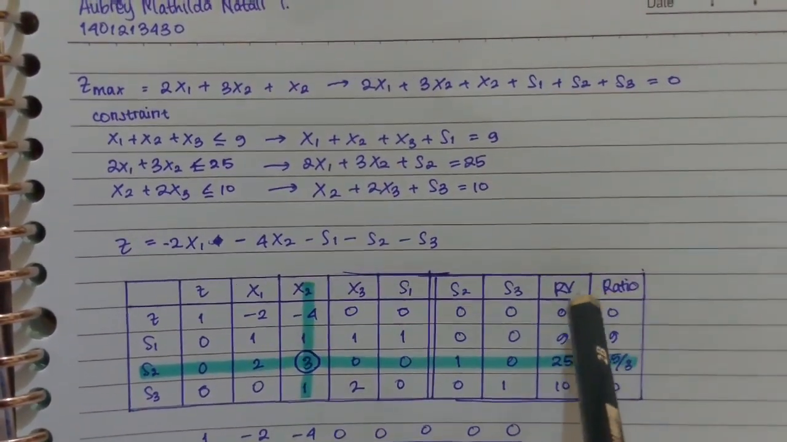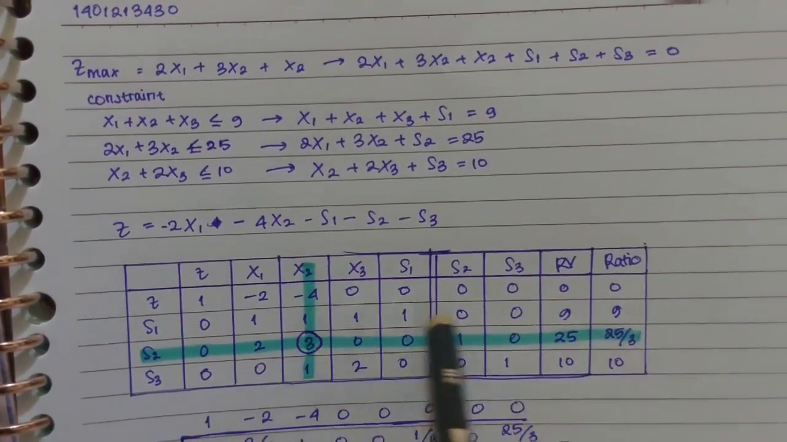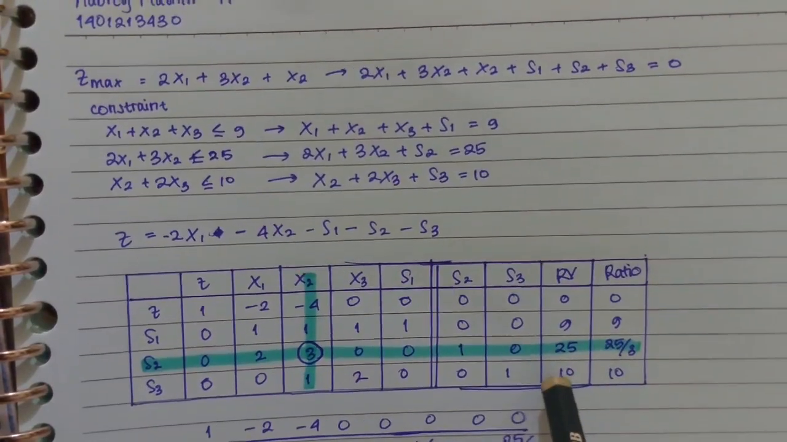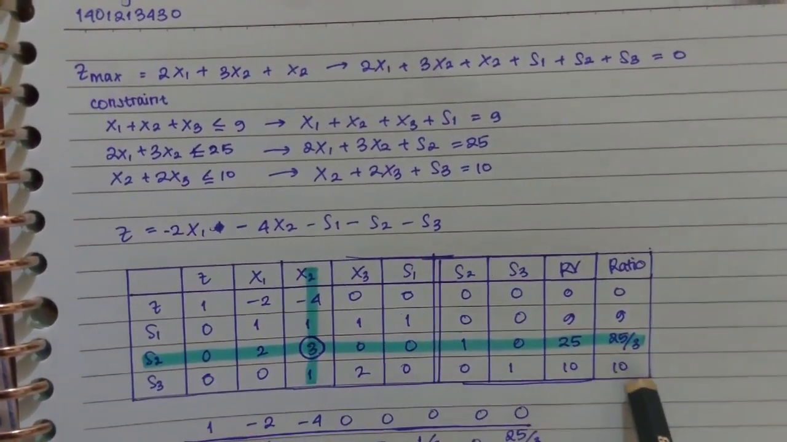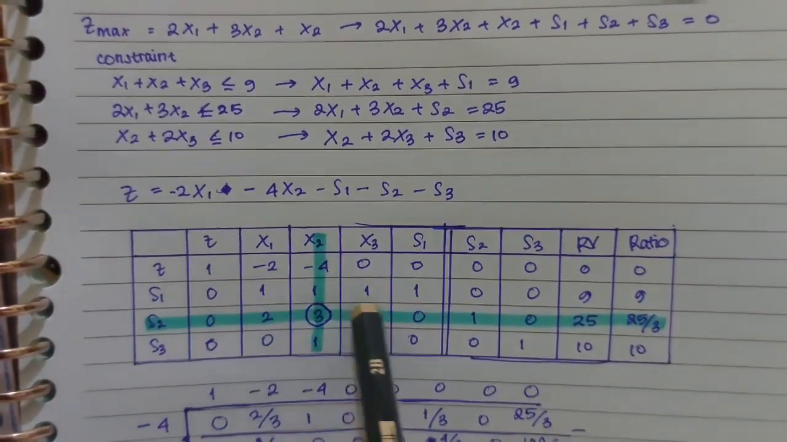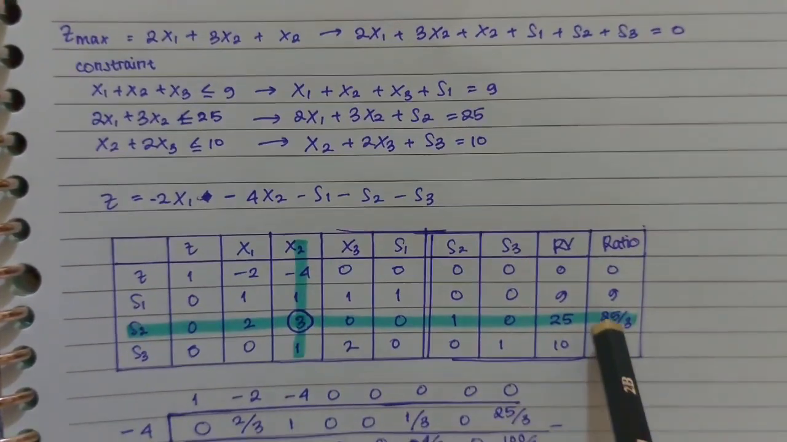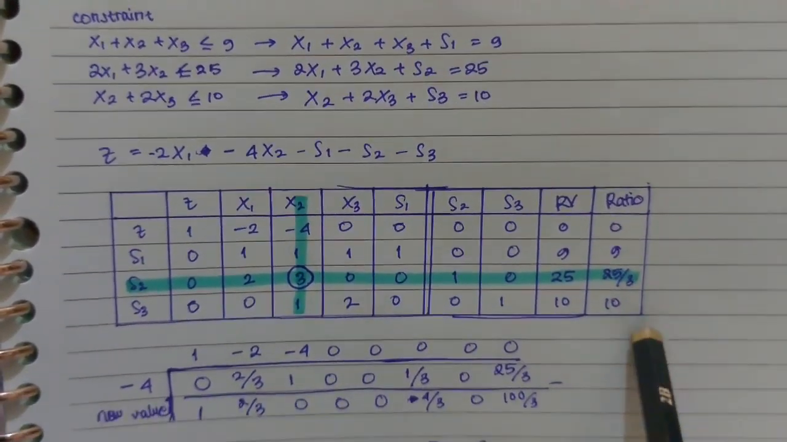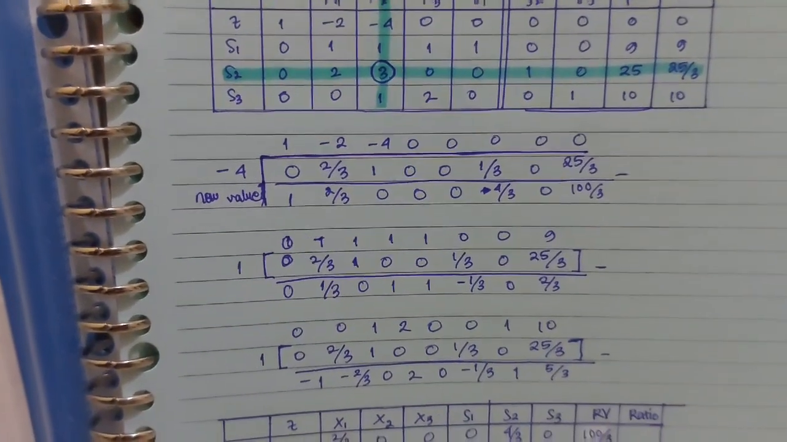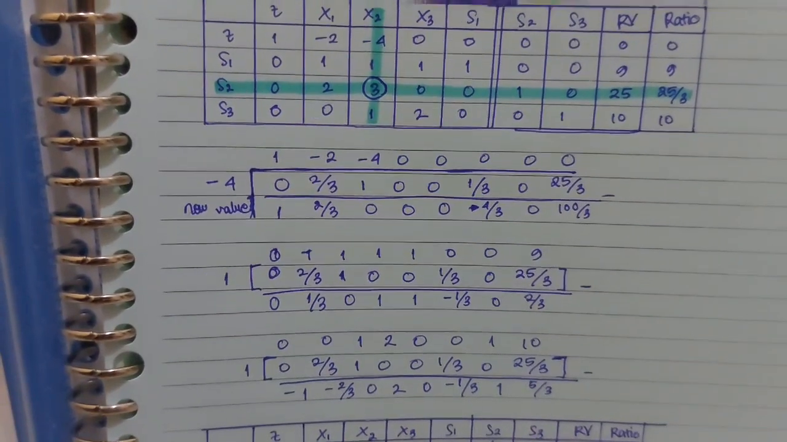For example, 0 times -4 is 0, 9 times 1 is 9, 25 times 3 is 25 per 3, and 10 times 1 is 10. And we find the key row by identifying the smallest one as well. This is the 25 per 3 here. So after all of the steps we passed before, we should find the new value.